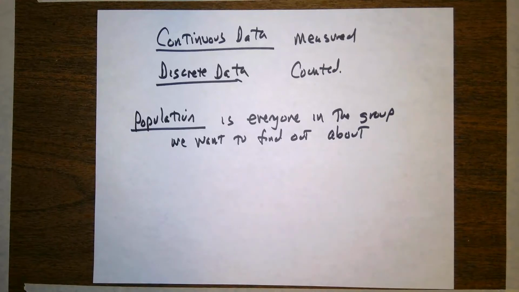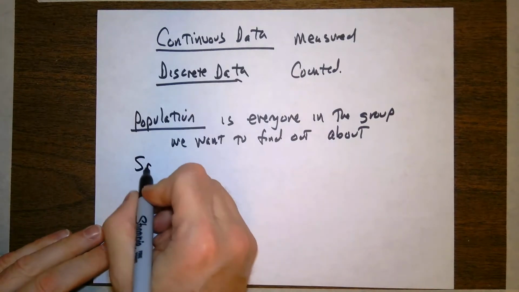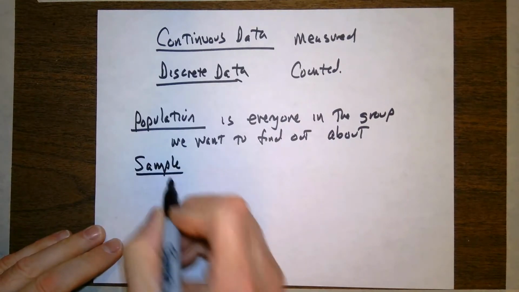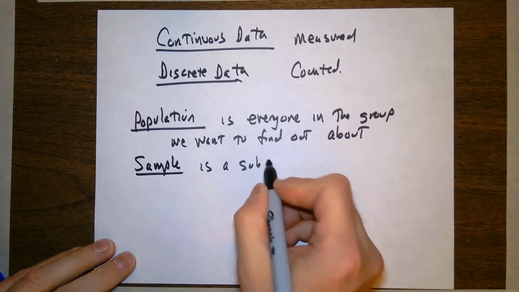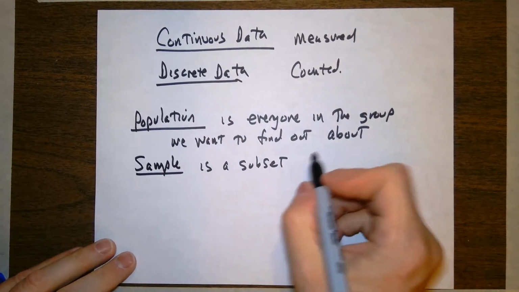And the problem is that trying to reach the whole population is a little too much. It's a little too difficult. So that's where the idea of a sample comes in. And again, I want you to think about a sample as a subset of the population.